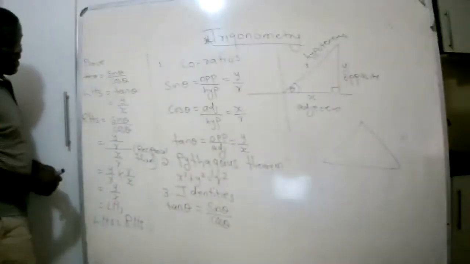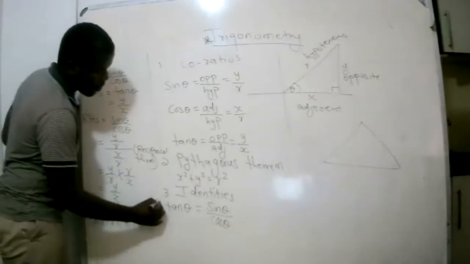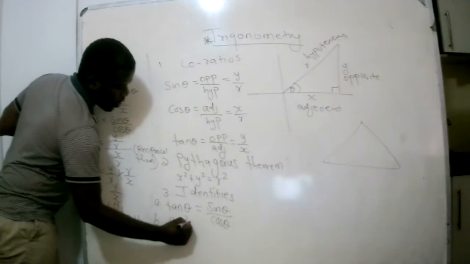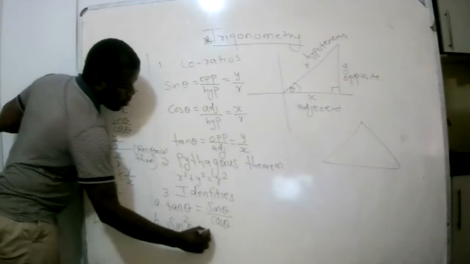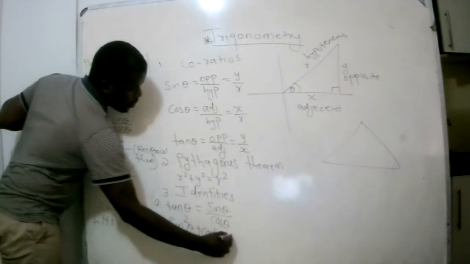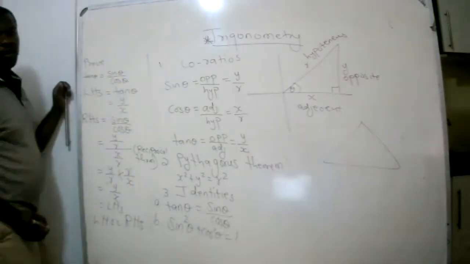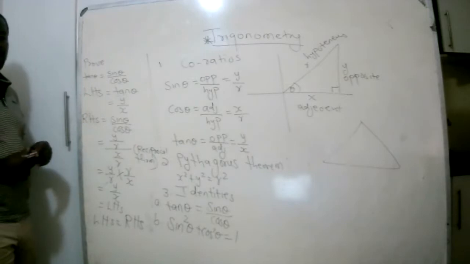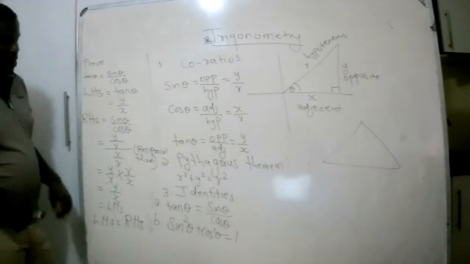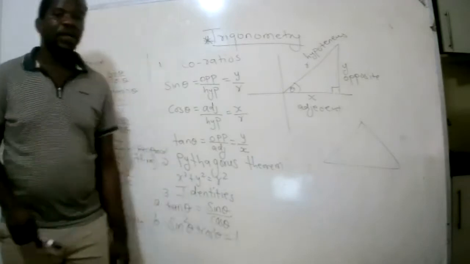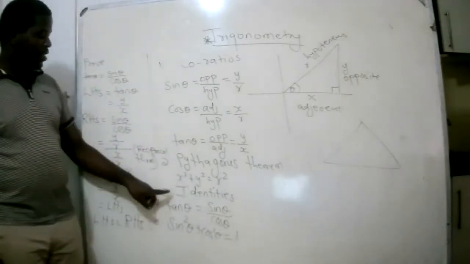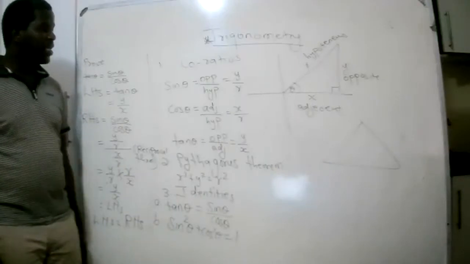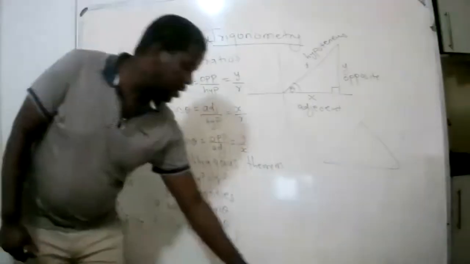I'm going to give you the second identity. The second identity is given as sin squared theta plus cos squared theta, which is always equal to 1. Sin squared theta plus cos squared theta is always, all the time, equal to 1. It's another important identity. Remember, I'm introducing identities here. This is another important identity which you must not forget.